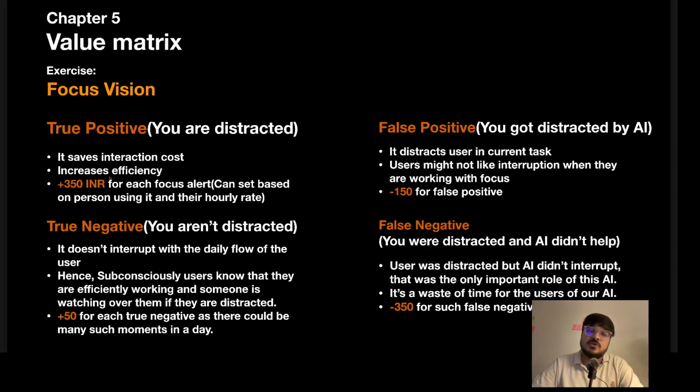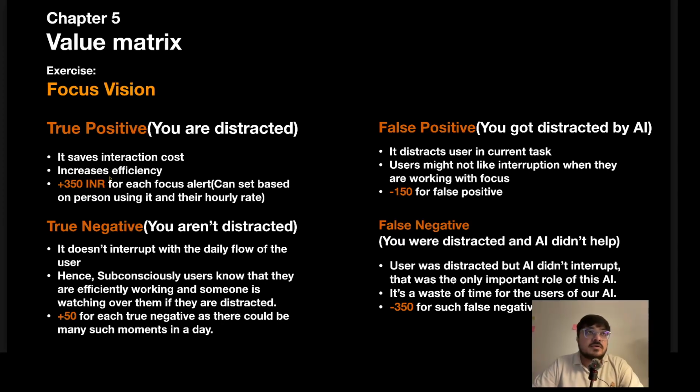So just understand, if you are actually distracted and your smart glasses can detect that you are distracted, in that case that's a win-win for us. That is what we want. We want to reward that situation. So we are giving 350 points, 350 rupees maybe, to this true positive signal. And there could be a true negative as well.